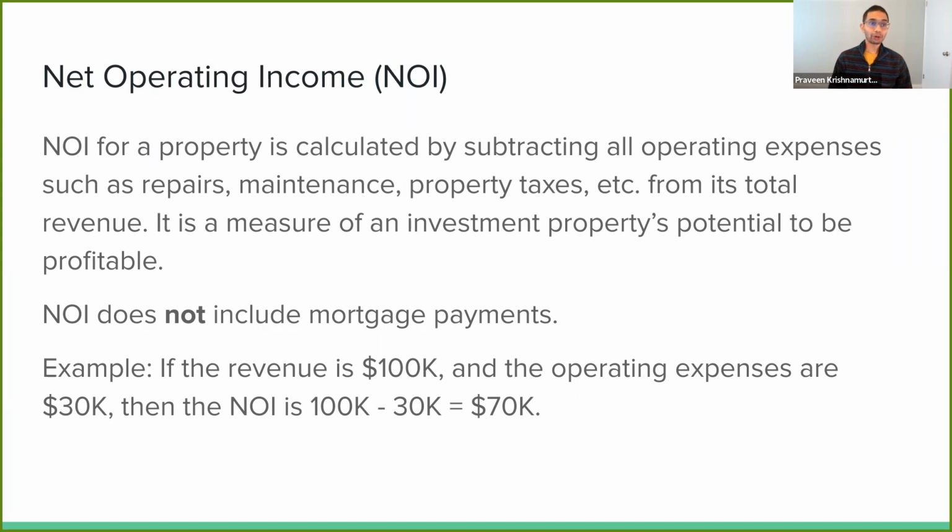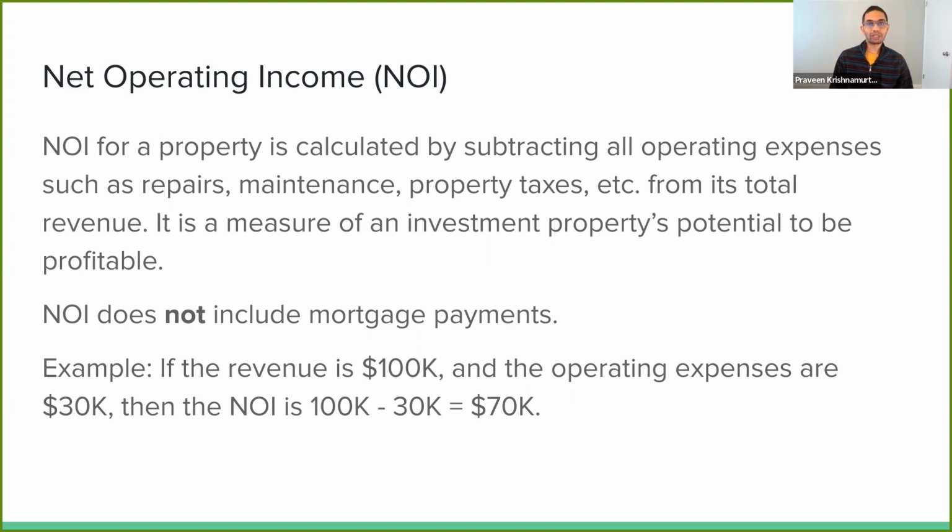Simply defined, NOI for a property is calculated by subtracting all operating expenses, such as repairs, maintenance, and property taxes, from its total revenue. It is a measure of an investment property's potential to be profitable. So, as an investor, you're always looking to increase the NOI, and this can be done either by increasing the revenue or reducing the expenses, or both. And you will see that many things in real estate investing really hinge on this factor of NOI. A lot of things depend on it, things like financing, exit. So this is a very critical number.